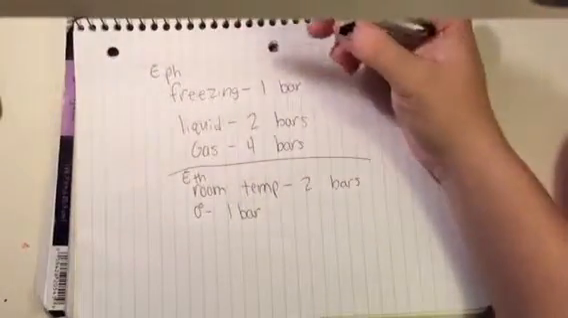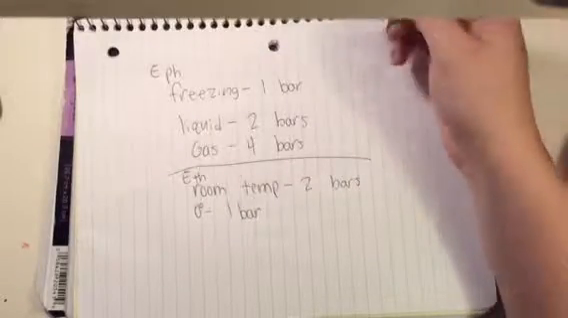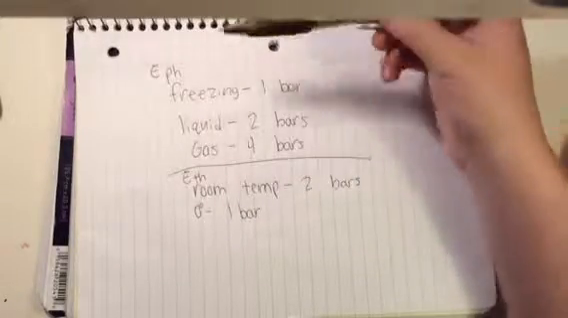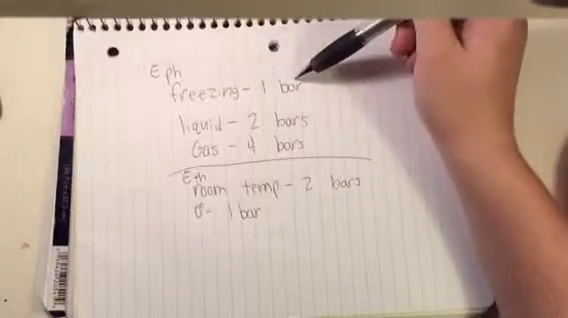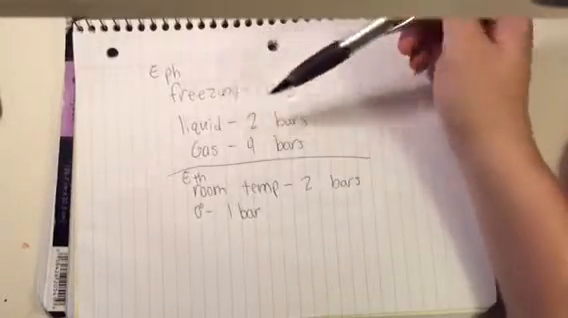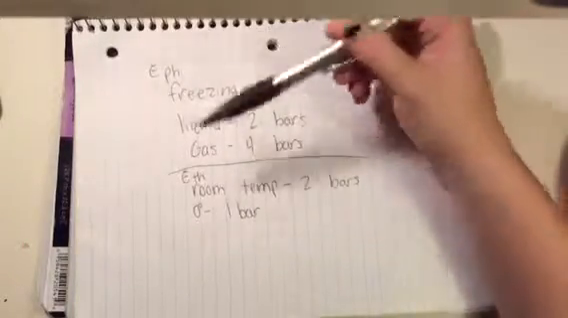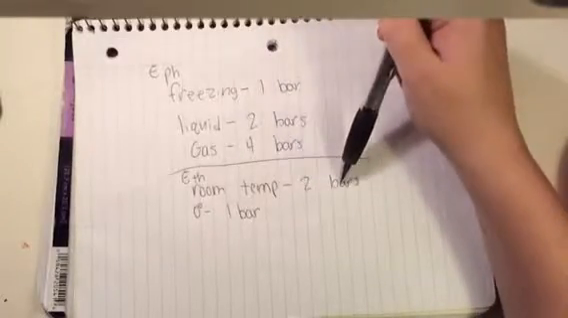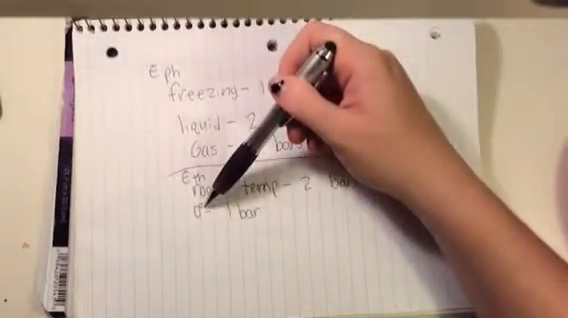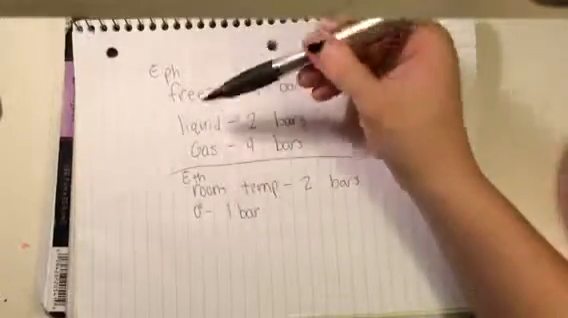So on the bar graph, you use a certain amount of bars depending on what you have. So for phase energy, if it's freezing, you would use 1 bar. If it is a liquid, you would use 2 bars. And if it was gas, you would use 4 bars. But for thermal energy, if it is room temperature, it's 2 bars. But if it's 0 degrees Celsius or lower, it would be 1 bar.